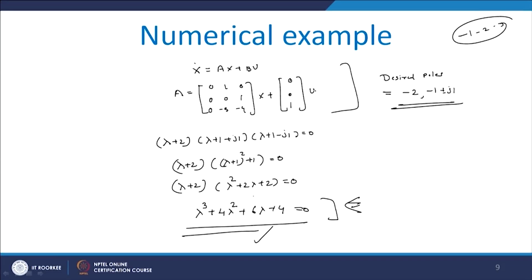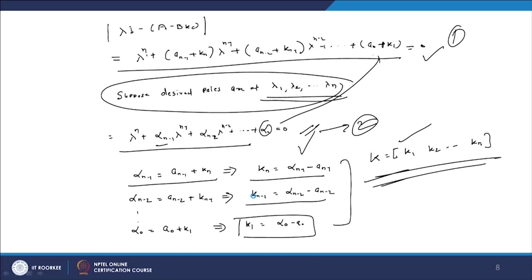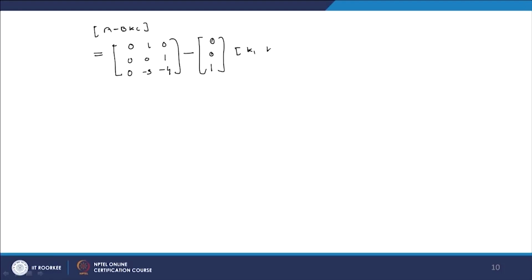Now this is the desired one, but when we use the control law, that is u equals minus Kx, in this system we get the equation in terms of A minus B K, that is A minus BKc, which is equal to the matrix 0 1 0, 0 0 1, 0 minus 3 minus 4, minus the column 0 0 1 times k1 k2 k3. Now we have to solve it.